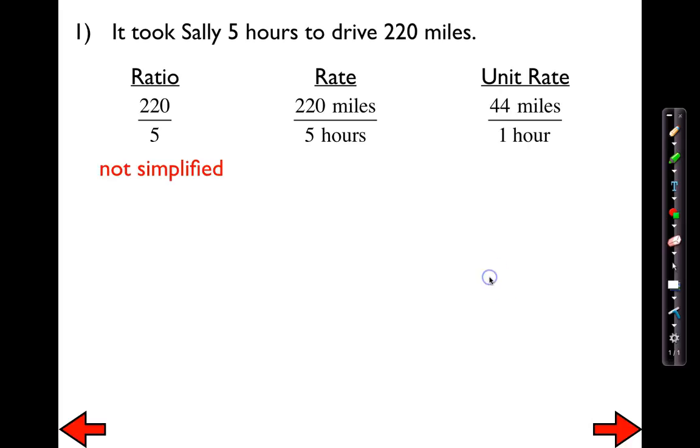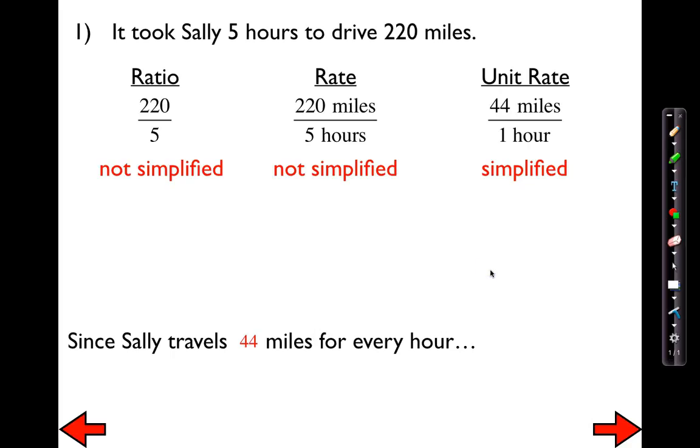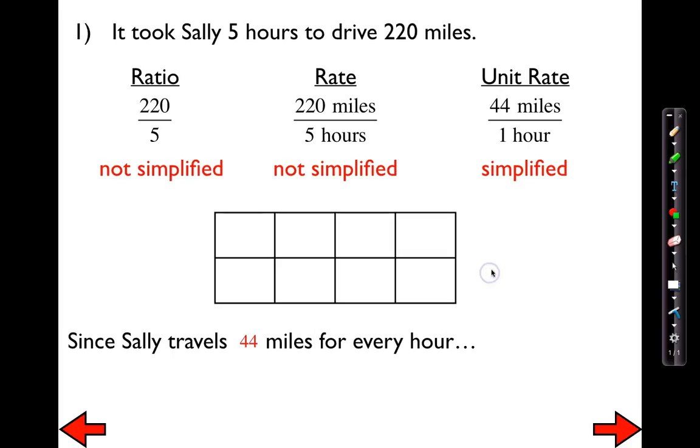So something that you're going to find is ratios are not always simplified. Now, in the previous lesson, we did simplify them. However, it's not always a requirement. For rates, again, it's not simplified necessarily, but for unit rate, it must be simplified. So since Sally travels 44 miles for every hour, we can fill out a table. We have enough information to figure out some other things.